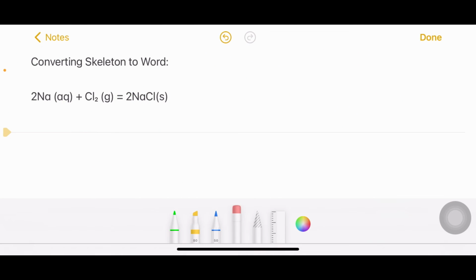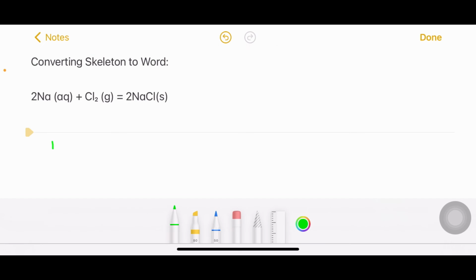So converting skeleton to word equations. We have essentially the same thing as we did before, just vice versa. Instead of extracting information and writing it as symbols, coefficients, and subscripts, we are just using the subscripts and coefficients and extracting information to write out in words. So this is what we're going to do now. We're going to read it out. So 2 moles. So we have 2Na.